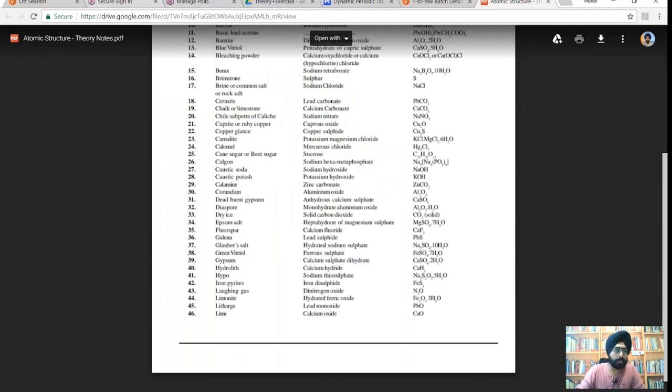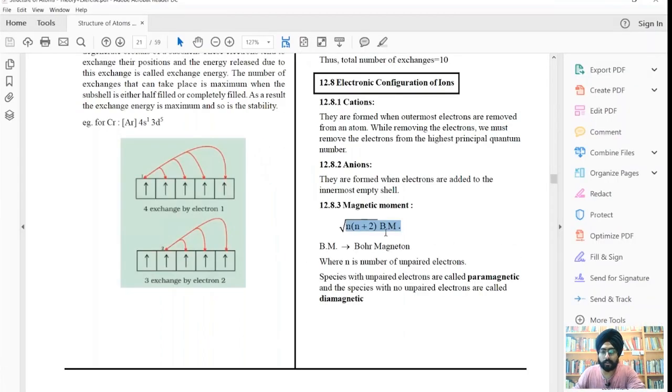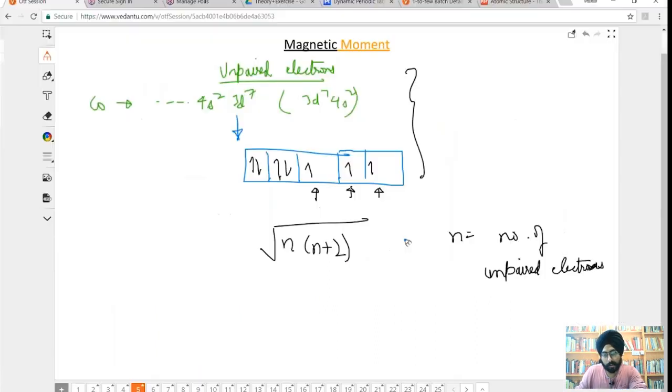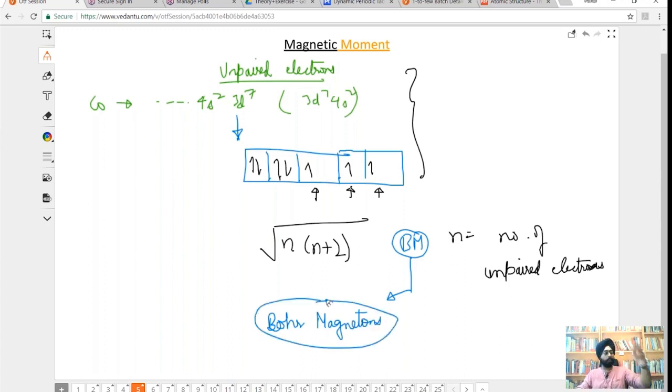It is very beautifully given in the notes as well: root of n into n plus 2 Bohr magnetons. BM is basically a unit, called Bohr magnetons. I'm sure some of you might have encountered questions like this, that vanadium has a magnetic moment of 1.73 Bohr magnetons, so what would be the electronic configuration, and so on. So this is the formula that is necessary for those questions.